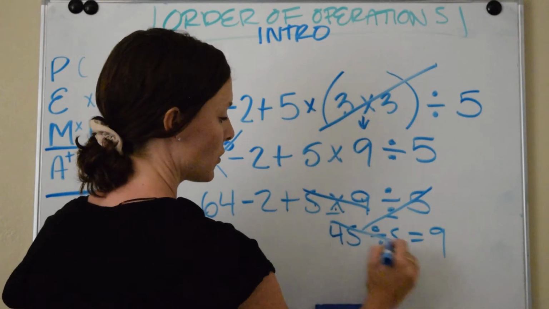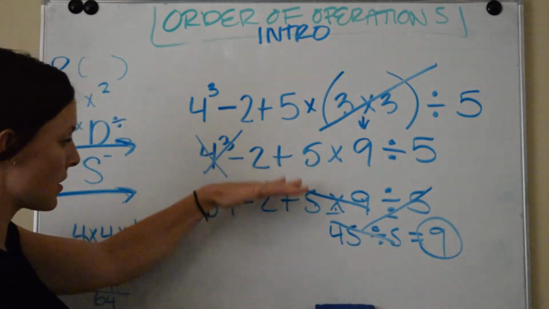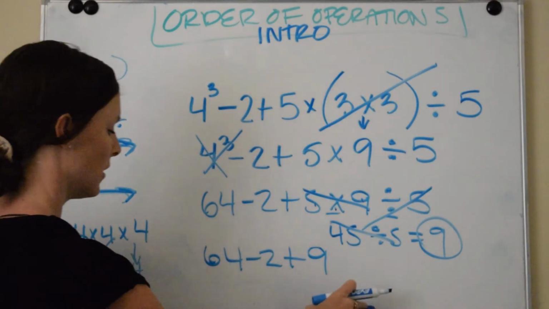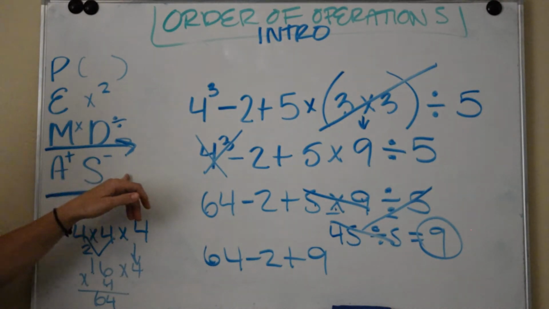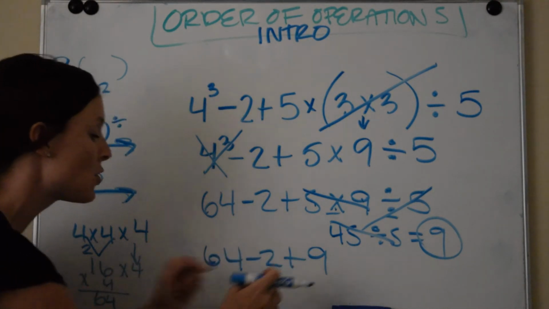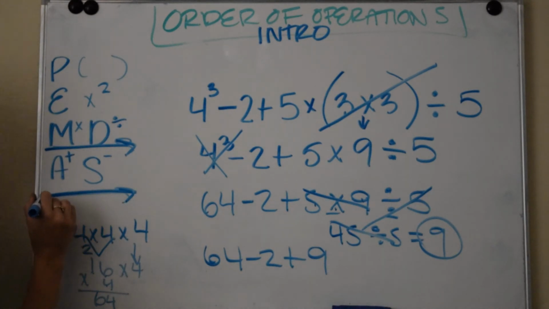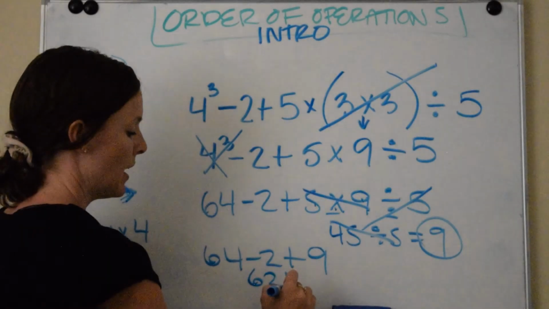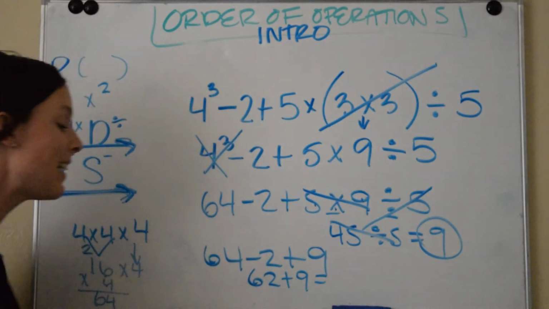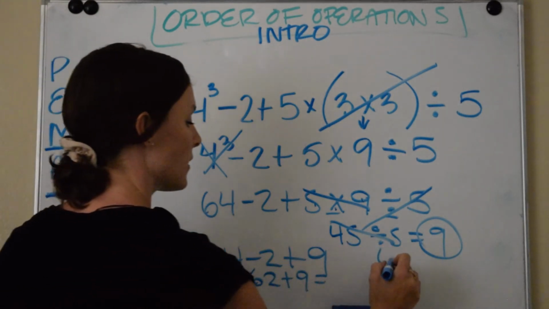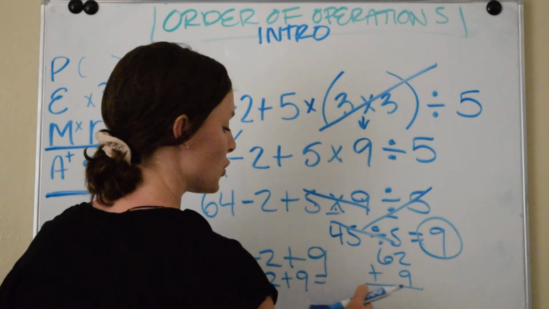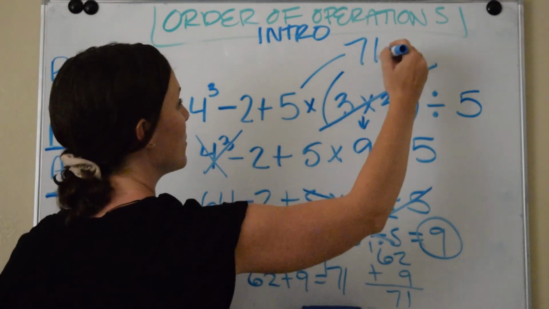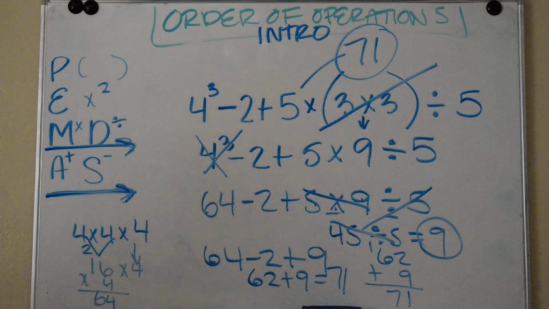So this whole thing turned into a 9. Bring down everything that's left. 64 minus 2 plus 9. Okay, now I'm left with addition and subtraction. I have both operations. If you have both, solve left to right. 64 minus 2 is 62, and 62 plus 9 is, and if you need to stack it, you can. 9 plus 2 is 11, and I have 71. So the answer to this big, big problem was 71.